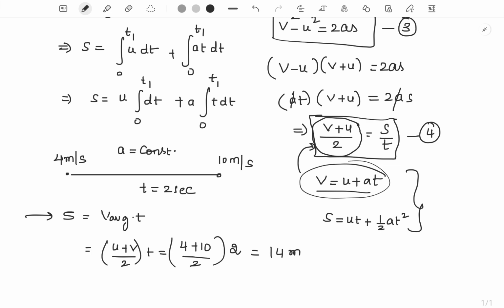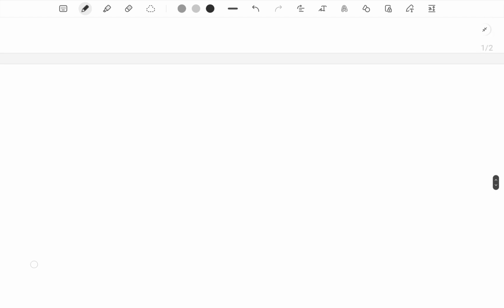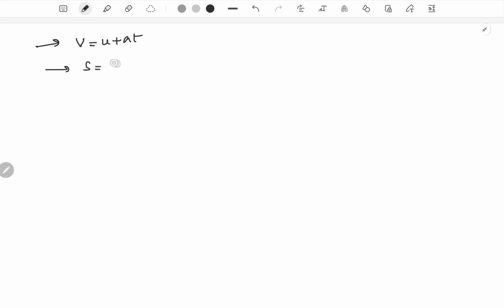the answer. Okay. Now the other relations that are valid for a body under uniform acceleration, I will be basically writing them here. Okay, let me write all the relations that are valid. v is equal to u plus at, s is equal to ut plus half at square, and then average velocity is equal to u plus v by 2, v square minus u square is equal to 2as.